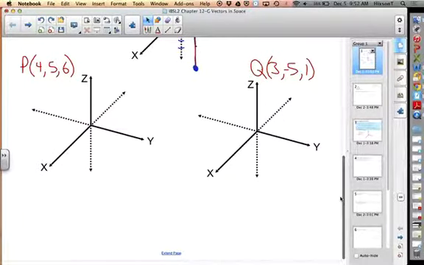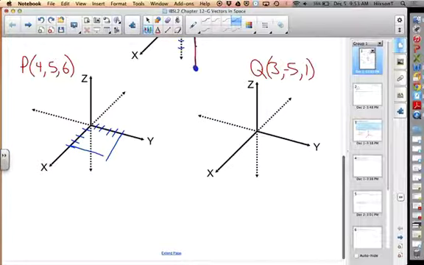Maybe if you see one more, someone will be brave enough to do Q. Alright, so P, we need to go forward 4 on the x-axis, and then over 5 on the y-axis. Wait, isn't it -5 though? Oh wait, no, I did -5 last time. So there it is.